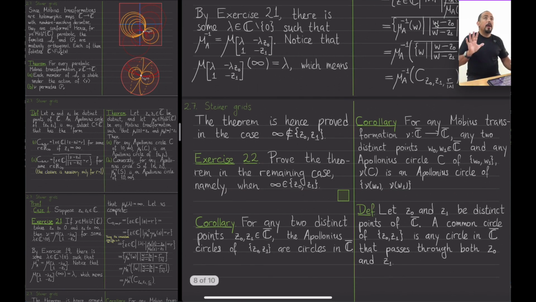Okay, so now we have one family of circles associated to a pair of points, right? Just like for 0 and infinity, we took the family of circles in C centered at the origin, and then what we just did was to map this family of circles into what we are calling the Apollonius circles of an arbitrary pair of points.